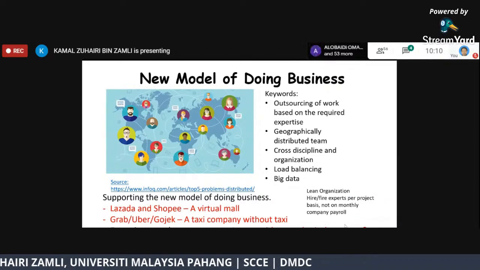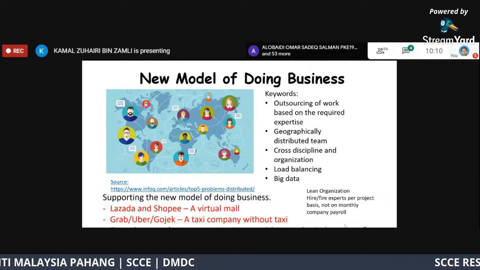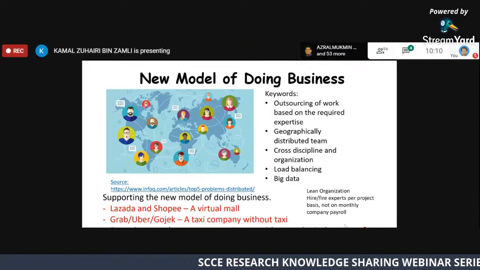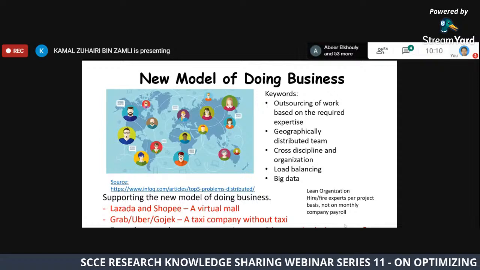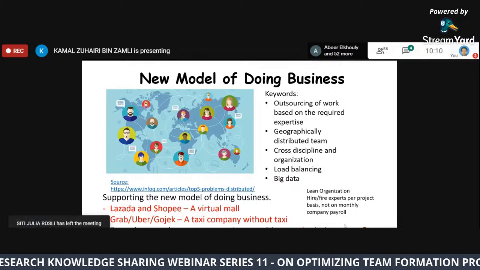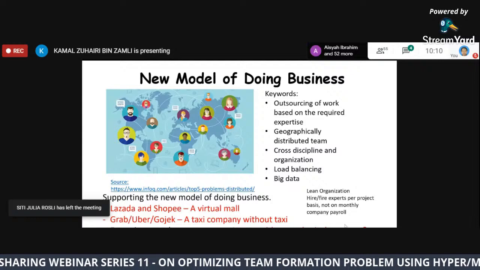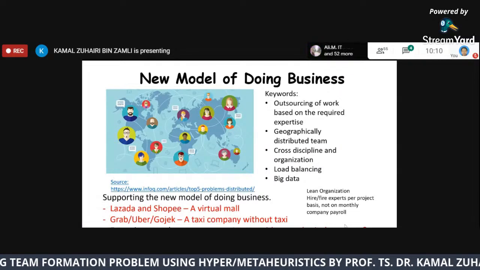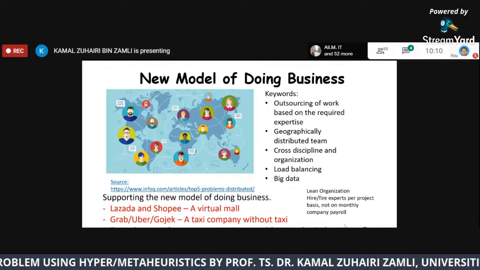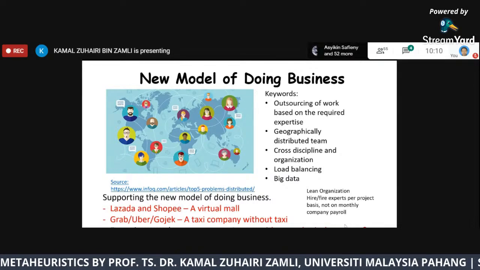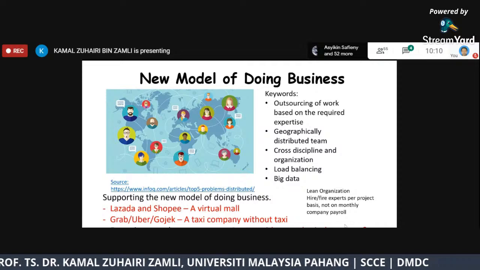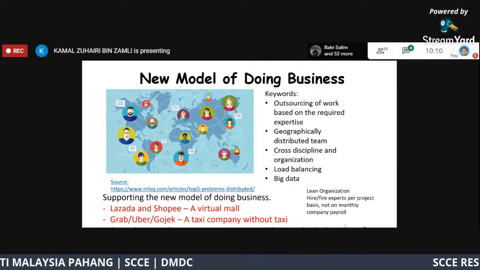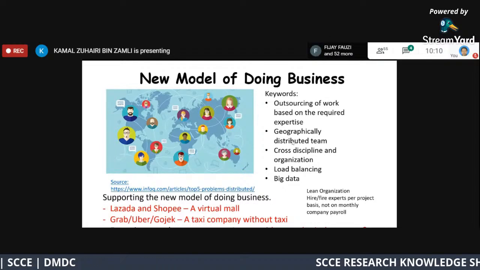So the idea is that if you have a team, a company, you only hire a team when you need them, so you don't have to put them on monthly payroll. If you need an expert for project A, for example in programming, you only hire when you need. When you finish project A, you don't keep them. You hire them as consultants, as experts. This is a new way of doing business where you can outsource the work to other people.